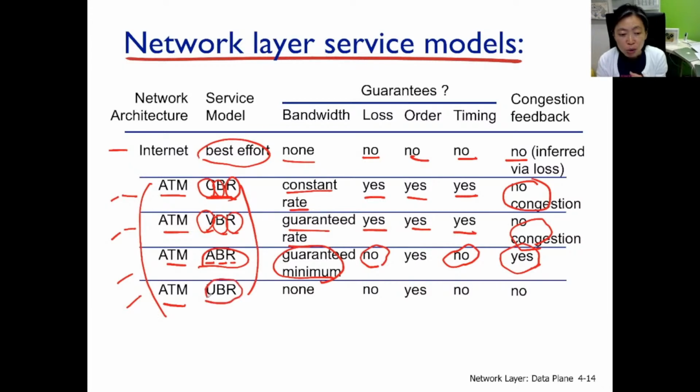And UBR, on the other hand, is the minimum level of service in ATM. It's called the unspecified bit rate service. So there's no guarantee of bandwidth, no loss guarantee, but packets will still arrive in order. That's special about ATM because it's, after all, still a circuit switch network. And there's no timing guarantee. And in this case, there's no longer a congestion signal going back to the data source. So you see, again, network layer service models can be a full spectrum. Just that unfortunately in the internet, or fortunately in the internet, there's just one model we talk about, the best effort.